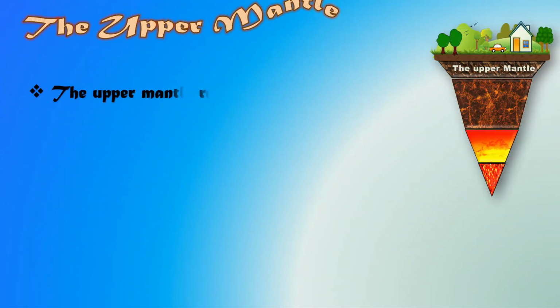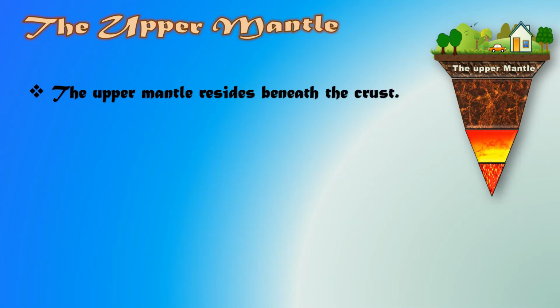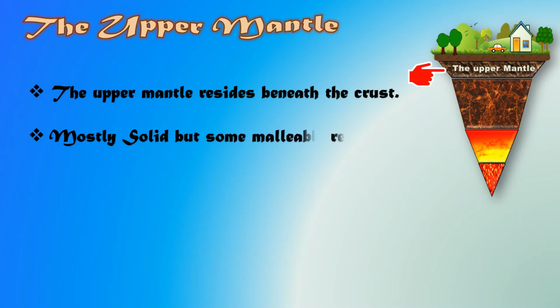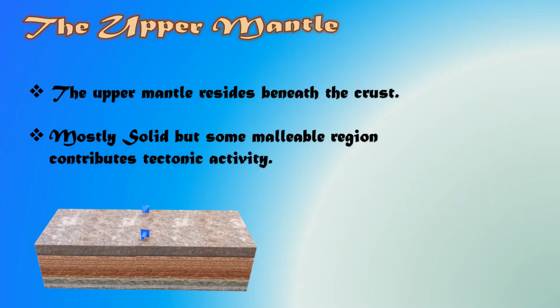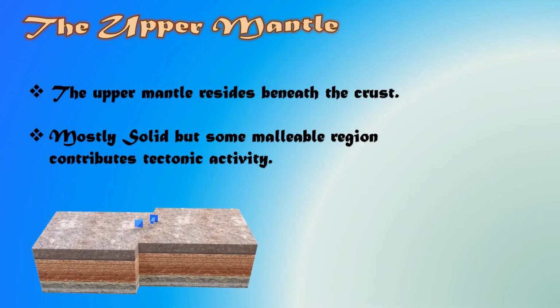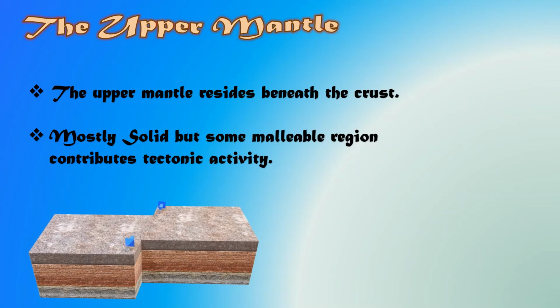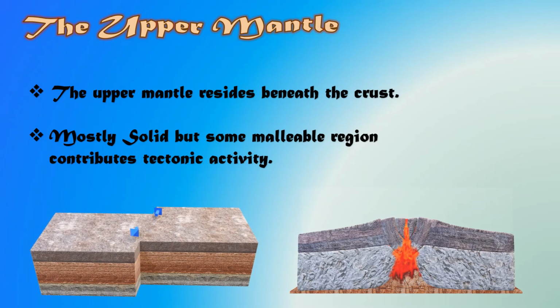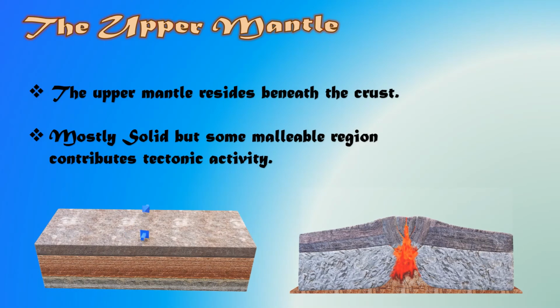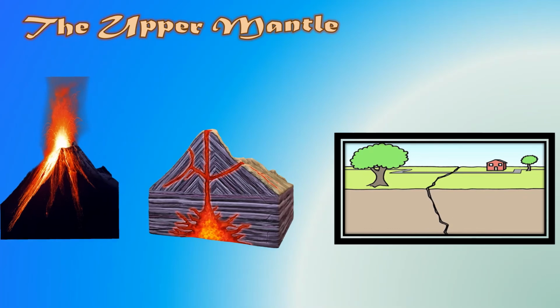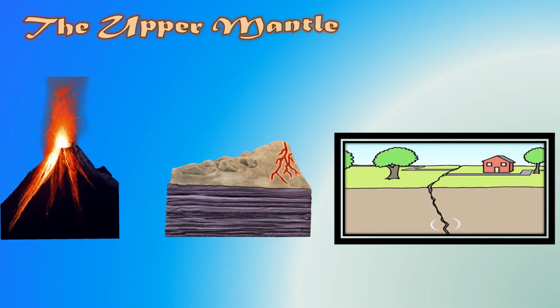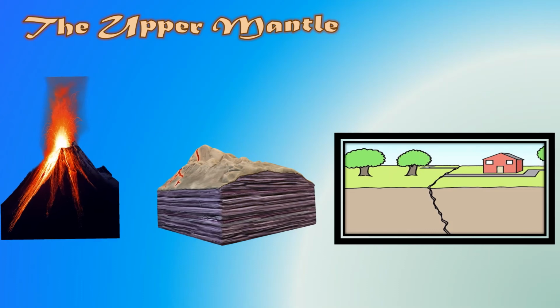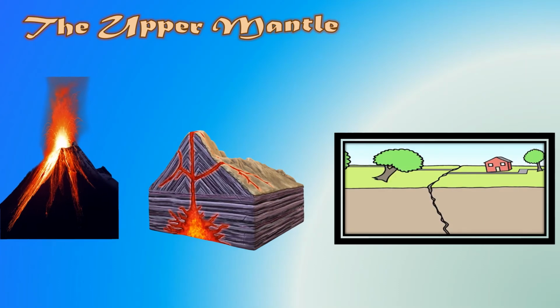The upper mantle resides just below the crust. It is mostly solid, but some weaker regions contribute to tectonic activity. The crust and part of the upper mantle actually move around due to convection heat transfer from the Earth's interior. These are called tectonic plates. Tectonic plate movement causes volcanic eruptions, earthquakes, and forms new mountains, land, etc.